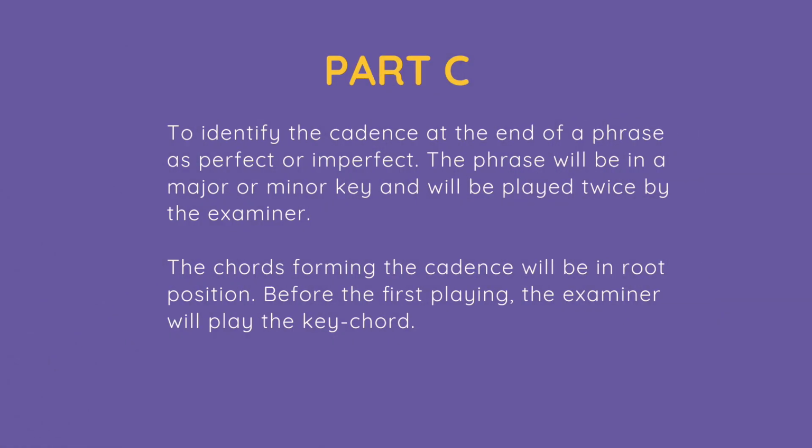Part C. To identify the cadence at the end of a phrase as perfect or imperfect. The phrase will be in a major or minor key, and will be played twice by the examiner. The chords forming the cadence will be in root position. Before the first playing, the examiner will play the key chord.